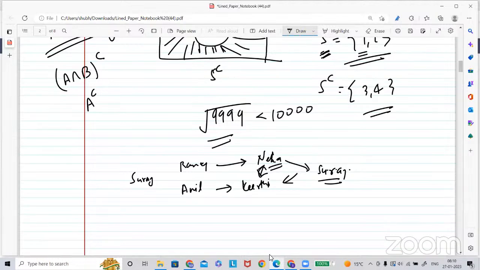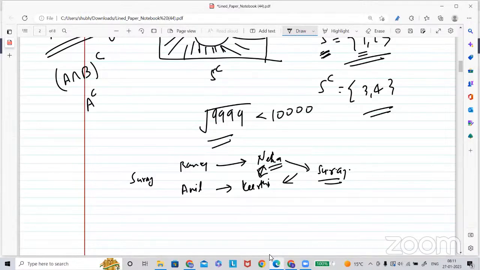Sir, can I explain? Yeah. So I think whatever I explained, is it clear to all of you? Yes, sir, it is very much clear. Neha and Kirti, if they are the sisters of Suraj, then it means that Anil and Suraj are brothers. Anil and Suraj are going to be brothers, not Anil and Neha. Okay, fine.